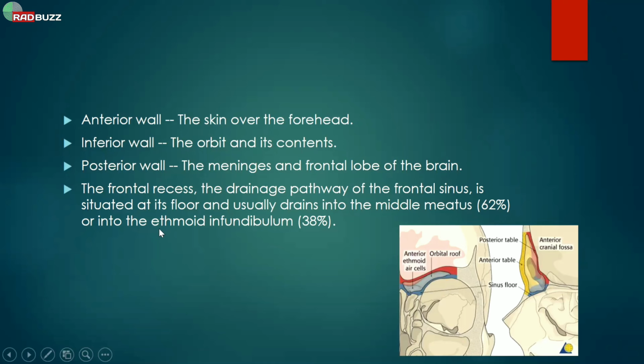It's a pathway of the frontal sinus, usually in the floor, drain into middle meatus or into the ethmoid infundibulum, depending upon its location, more anterior, more posterior, or more medial. In 62%, mostly it's in the middle meatus, and if it is in the ethmoid infundibulum, 38%, it's like in both posterior and anterior groups. So how is it clinically important?